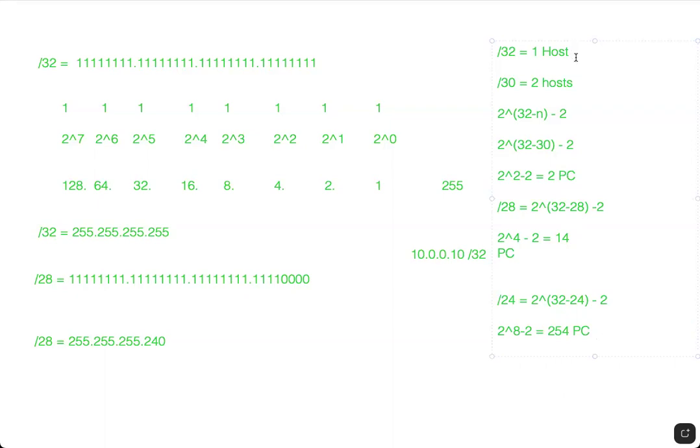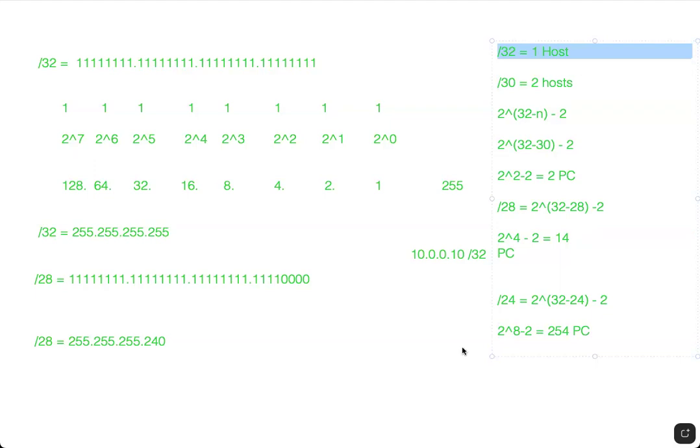So which one is the best route, guys, out of these 3? /32 is the best route because it is a single host. This has the more matching. This has 14, which is the next best. This is the last best because it has a group of 254. So the smaller the group, the better the preference. This group has only 1, this group has 2, this group has 14, and this group has 254. So /32 is the most preferred one.